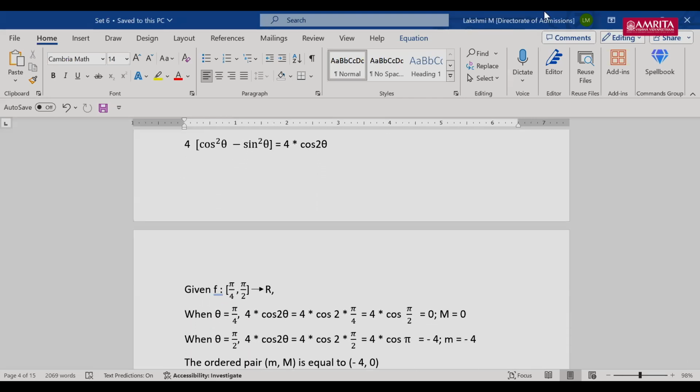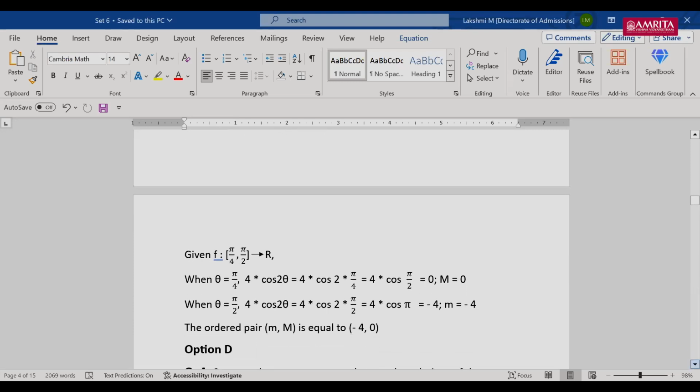Now they have given you the range also. It's pi by 4, pi by 2. So when theta equals pi by 4, it's 4 into cos of 2 times pi by 4. So this will get cancelled and it's 4 cos pi by 2, which is 0. The second one is when theta is equal to pi by 2. So here it's 4 into cos 2 of pi by 2. So this will get cancelled and this is cos pi alone, and you got the value as minus 4. I think a lot of students have given the correct answer, almost a huge crowd here. So it's minus 4 comma 0, which is option D.